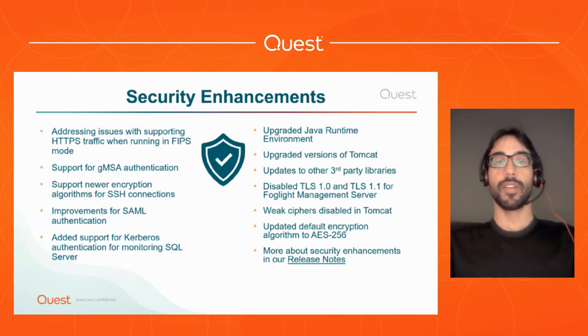There's support for gMSA authentication for SQL Server and Windows connections. And with Foglight 7.1.5, we have added support for new SSH algorithms. This is something that's becoming more important as new versions of Unix distributions are disabling older algorithms by default, and this can have an impact on agent connectivity.